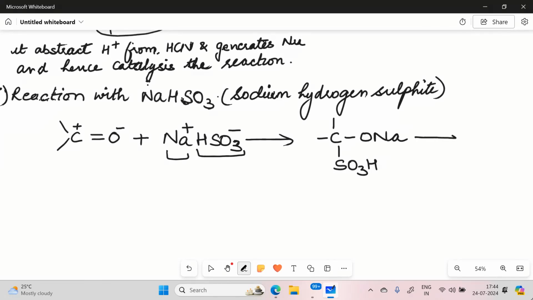But this compound is unstable. This compound undergoes proton transfer. Proton transfer means hydrogen and sodium will change their position and you will get OH and SO3Na.